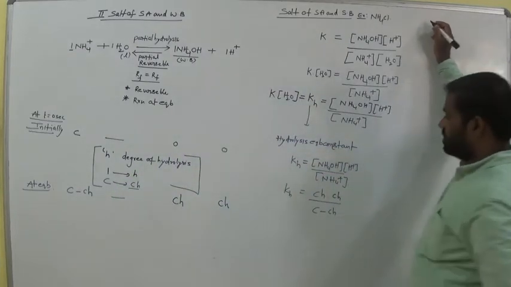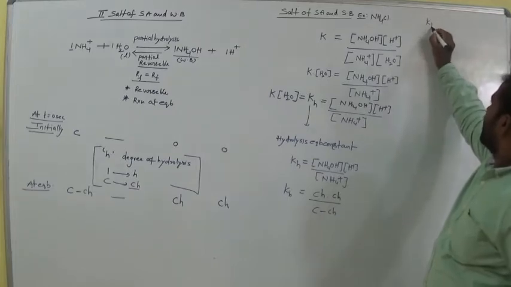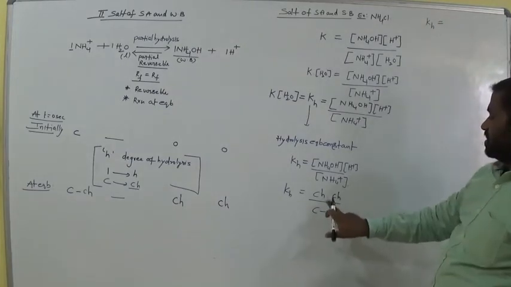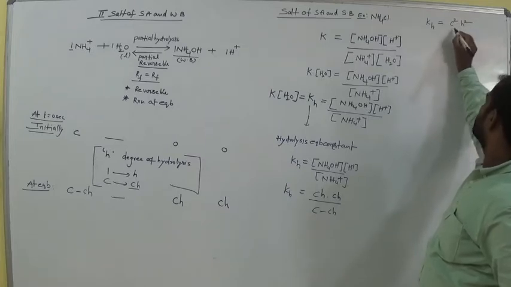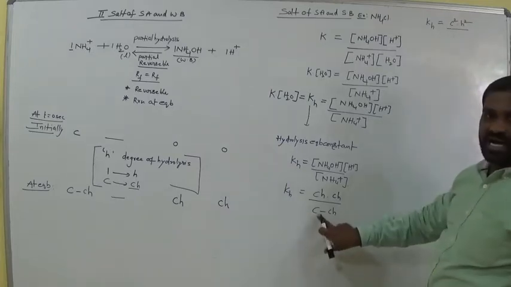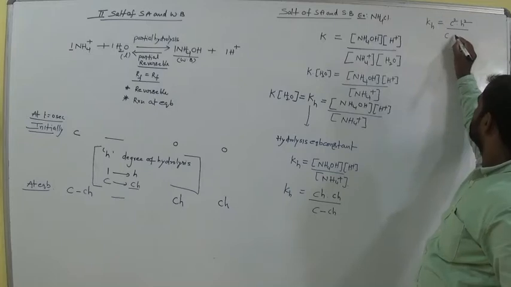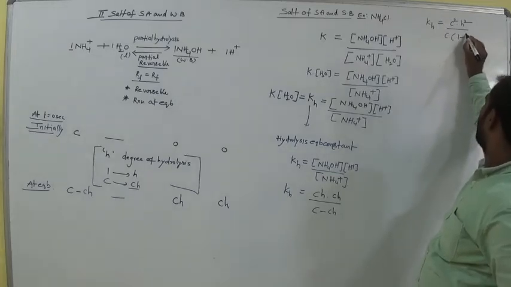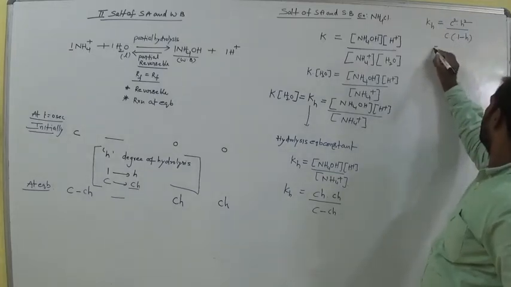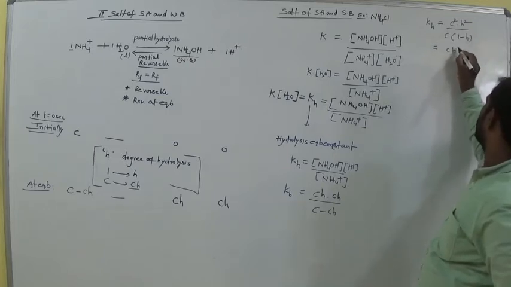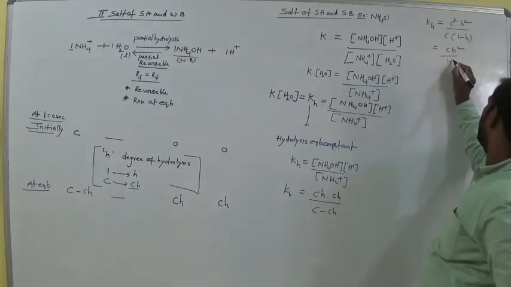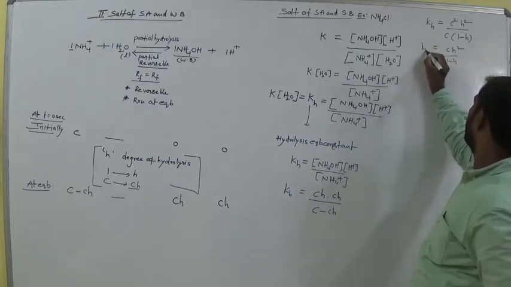From that, KH equals C square into H square, over, take the common C here, C into 1 minus H. Cancel these two. Then it is CH square by 1 minus H, which is KH.